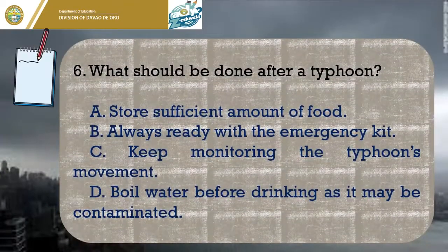Question number 6. What should be done after a typhoon? A. Store sufficient amount of food. B. Always ready with the emergency kit. C. Keep monitoring the typhoon's movement. D. Boil water before drinking as it may be contaminated.